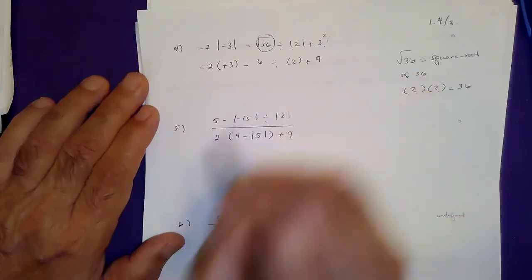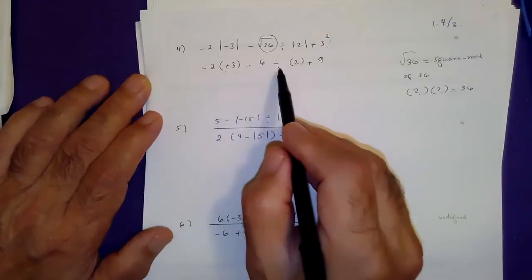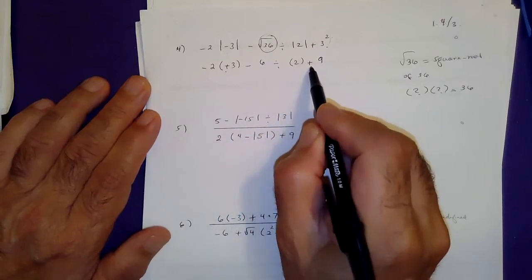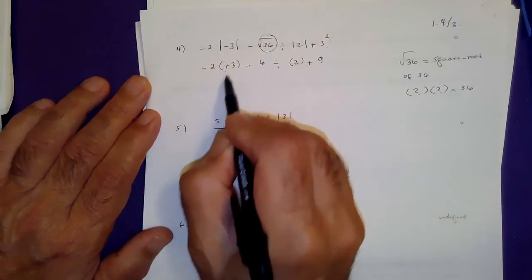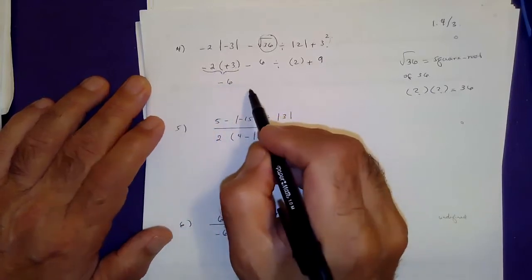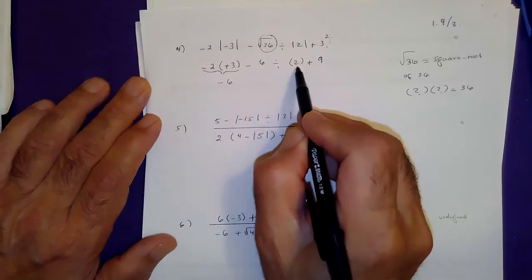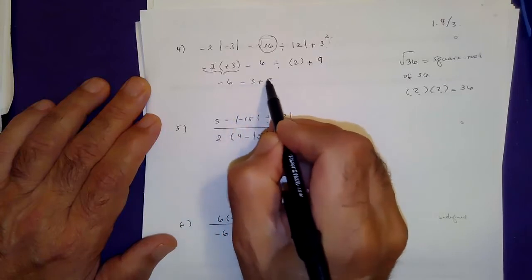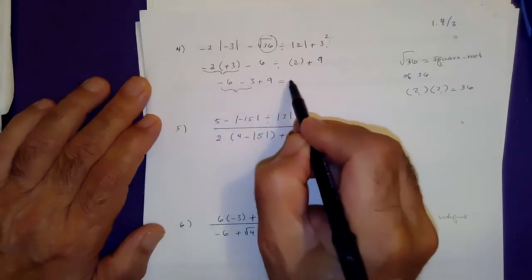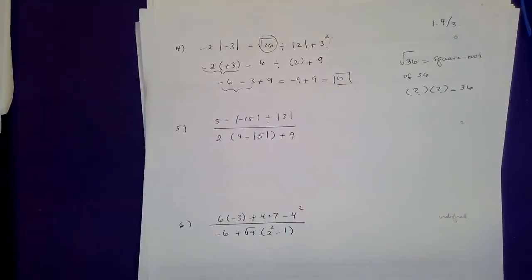3 squared is 9. So as you go from left to right, I see multiplication. I see division here. Do you see it? And then I see addition. So let's do this guy first. That's negative 2 times 3 is negative 6. And then negative 6 divided by 2 is what? Negative 3, right? And then negative 6 minus 3 is negative 9. Negative 9 plus 9, the final answer is 0. Do you all see it?